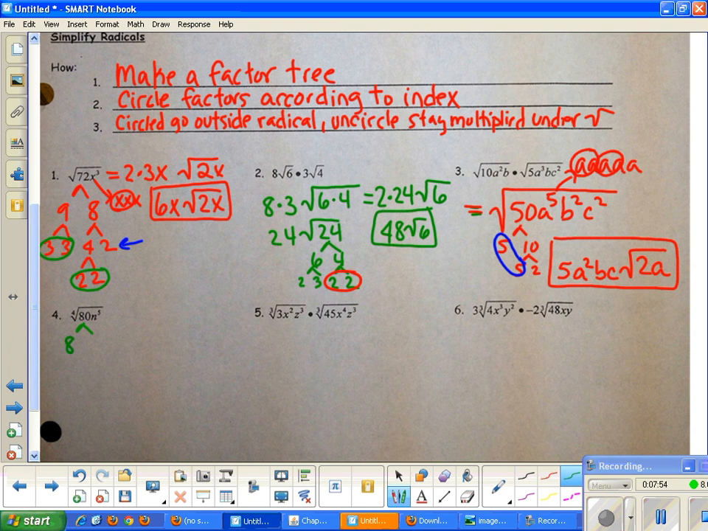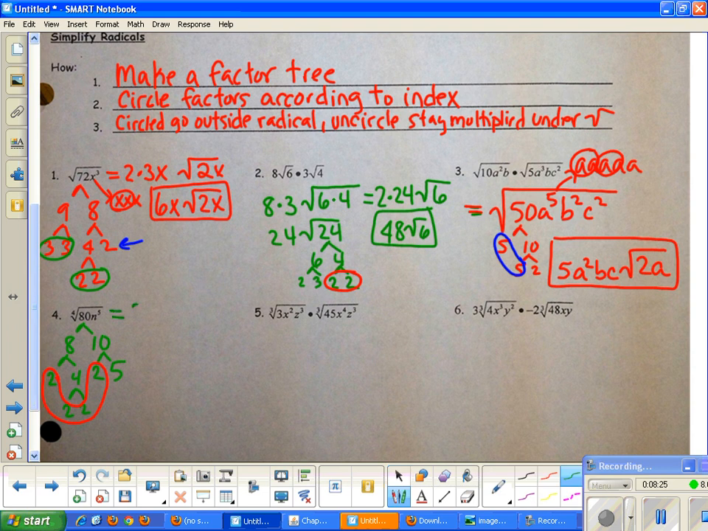So I know this breaks down into 8 times 10, and 8 breaks down into 2 times 4, and 4 breaks down into 2 times 2, 10 breaks down into 2 times 5, and again I'm looking for a group of 4. So if you notice, this 2 here, here, and here, that makes one group of 4, and the 5 is uncircled, so that's going to stay underneath my radical. The 2's go on the outside, or just 1, 2 goes on the outside.